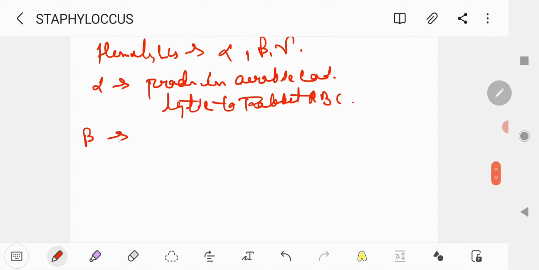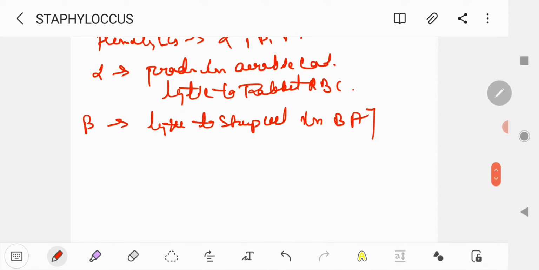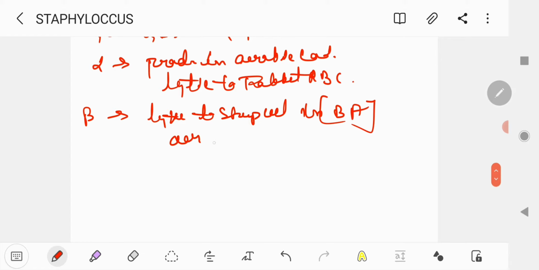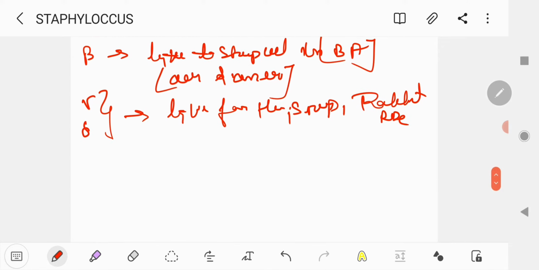The beta is lytic to sheep cells in blood agar. Okay, aerobic and anaerobic both. And the gamma and the delta, these both are lytic for human, sheep and rabbit RBCs. And these are basically the main points.